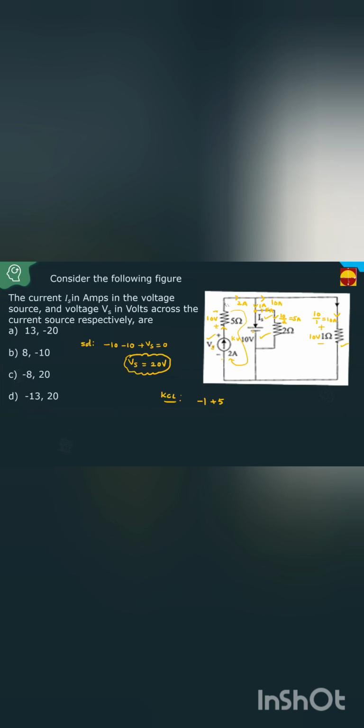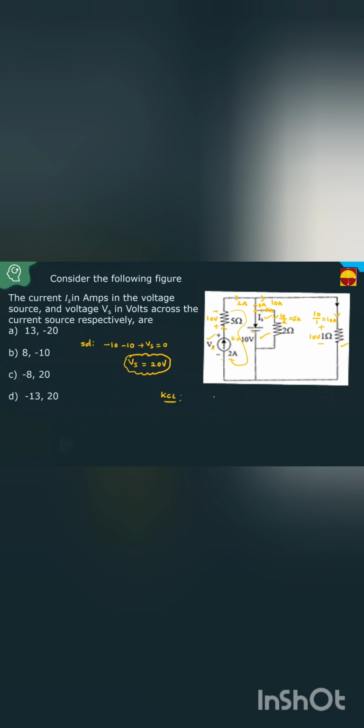Now, what is this current, students? 2 amperes is entering, 10 amperes is leaving. At this node, what about this current? This is 2 amperes, this is 10 amperes, so this is 8 amperes, leaving 8 amperes. What about this current? Now apply KCL. Which current is leaving? 8 amperes is leaving, 5 amperes is also leaving. Is is also leaving.